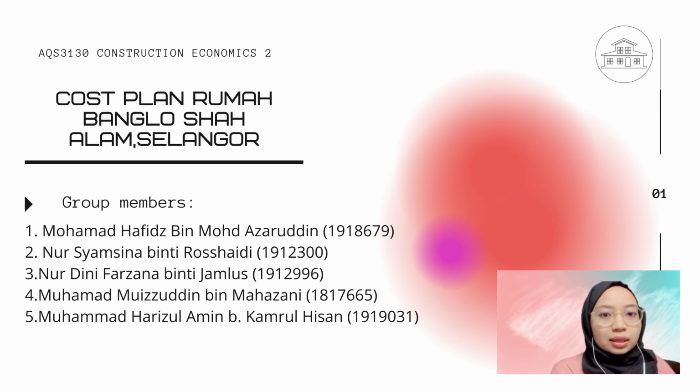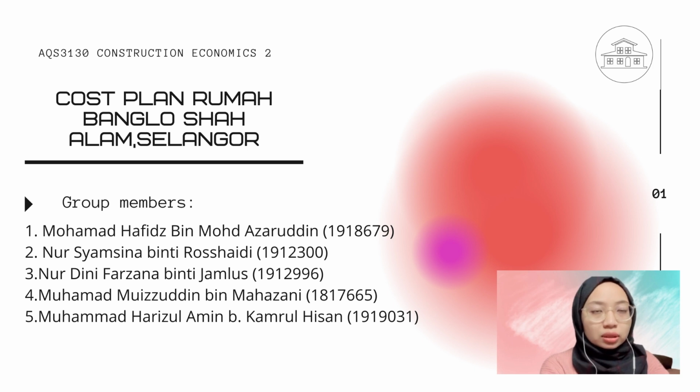Our group will present the cost plan of a bungalow in Shah Alam, Selangor. Our group consists of 5 members: Hafiz, Shamsina, Muizuddin, Harizul and Amrini. Next, I will pass to Shamsina to proceed with the project details.